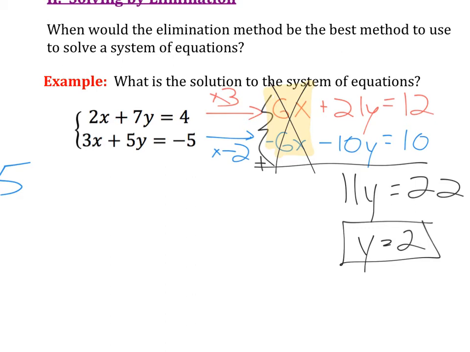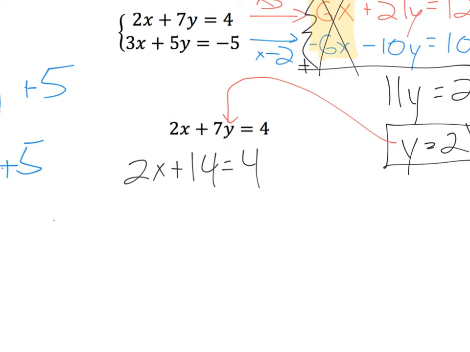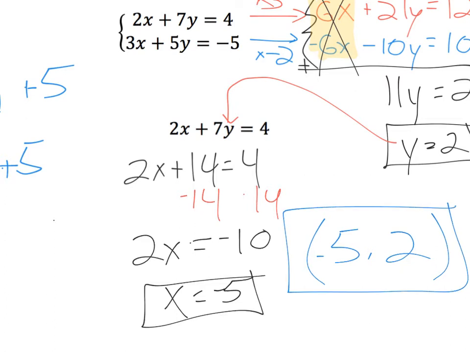All right, so if I plug in 2 for y, that would be 14. So this is going to be 2x plus 14 equals 4. Let's move that 14 to the other side. 2x equals negative 10. So x is negative 5. And as always, we write our answer as an ordered pair. So negative 5, comma 2 would be our final answer.